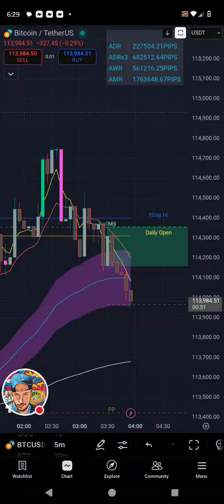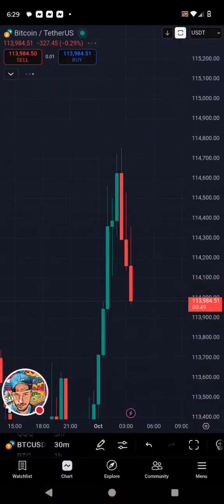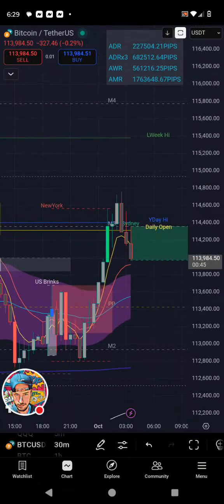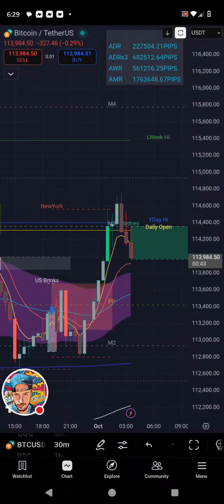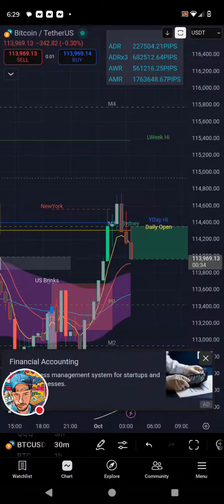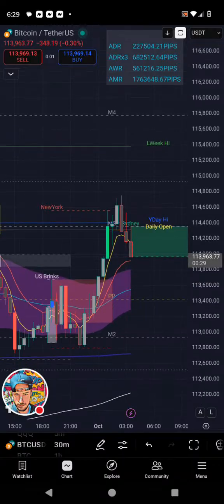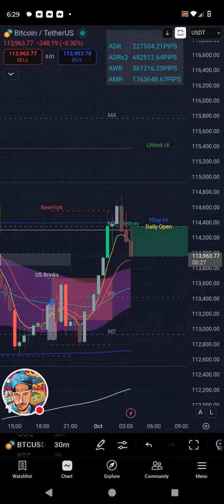All right, let me go to the 30-minute. So you see that bright green vector candle? We're coming towards the bottom of that candle on the 30-minute chart. We're at 113,969. So that's what I'm paying attention to right there, to see if we wick out.